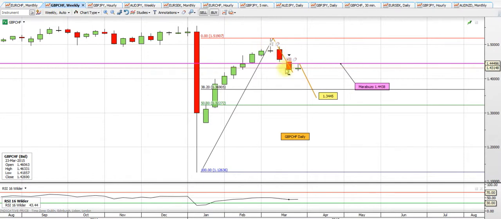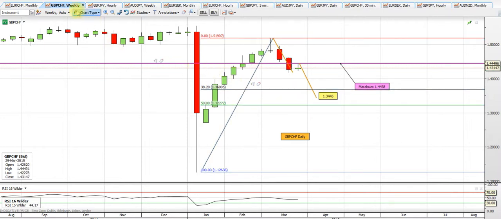Now an ABCD formation would take us down towards 134.45. The reason I'm highlighting that is because in shorter time frames this does look like a flag formation. These are Saxo Trader 2 charts, by the way. And also we've got this 136.90 Fibonacci level, this pullback level.